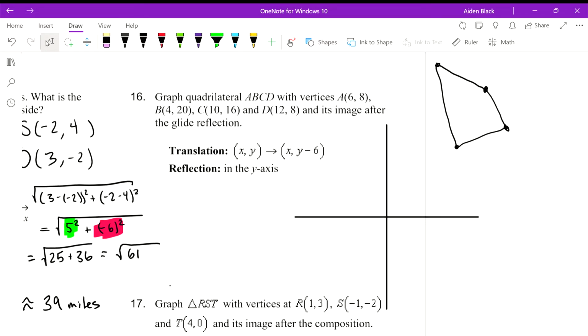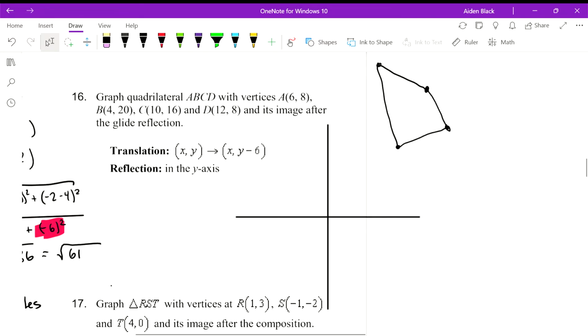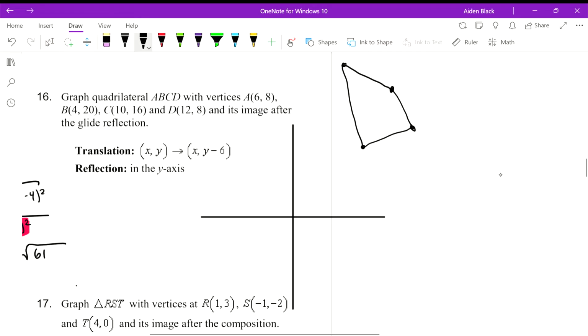Okay, so it has us perform two different transformations. They want us first to translate it. So we'll translate it by coordinate. So A is located at 6, 8. So after translating it, we get 6, 2. Because what we've done here is we've subtracted 6 from our y-coordinate. So you should be able to visualize this as just moving every point down 6 units.